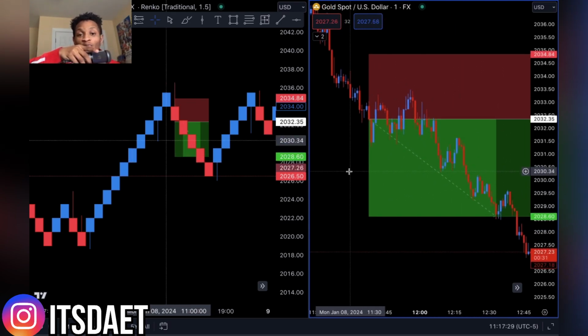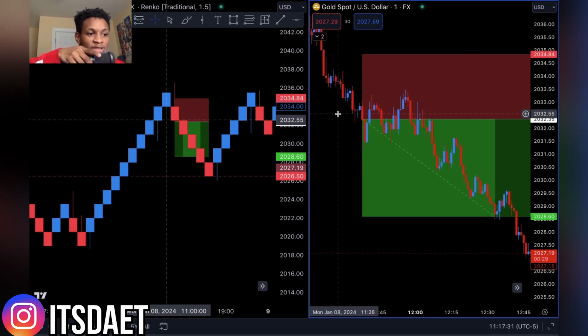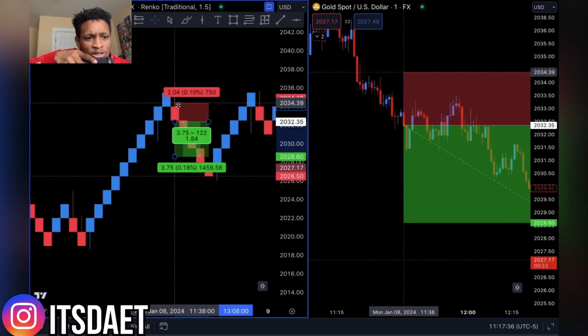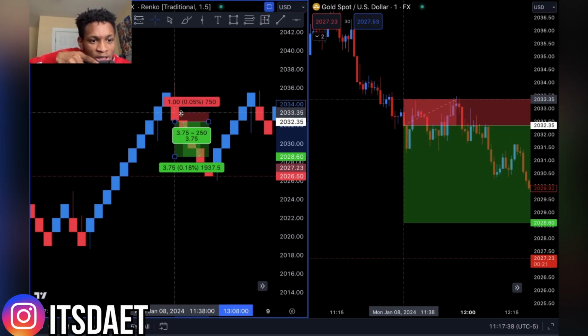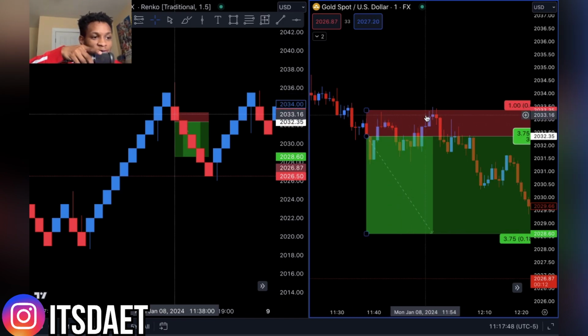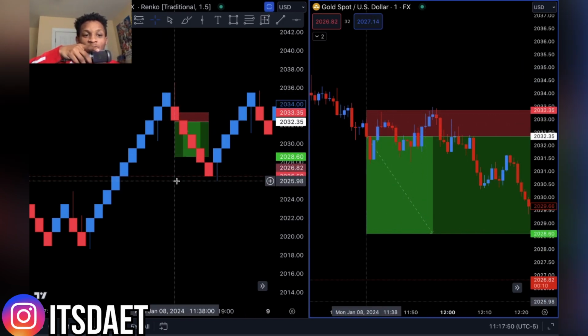Right now, this is what I'm going to be talking about with stop losses and wicks and stuff like that. So let's say your stop loss was 10 pips. You see what happened? Price stopped you out. It literally stopped you out right here, 10 pips. But on Renko, you don't see that.